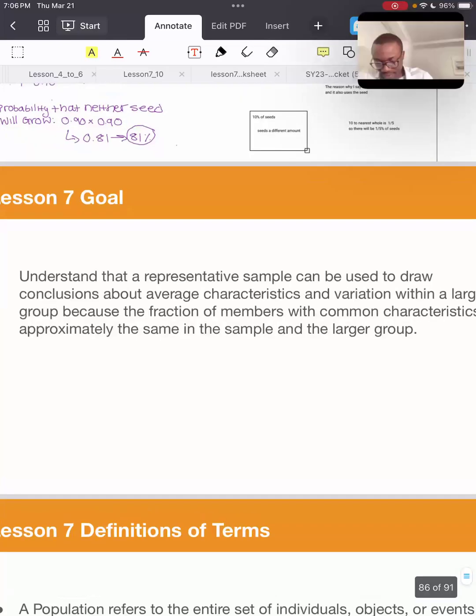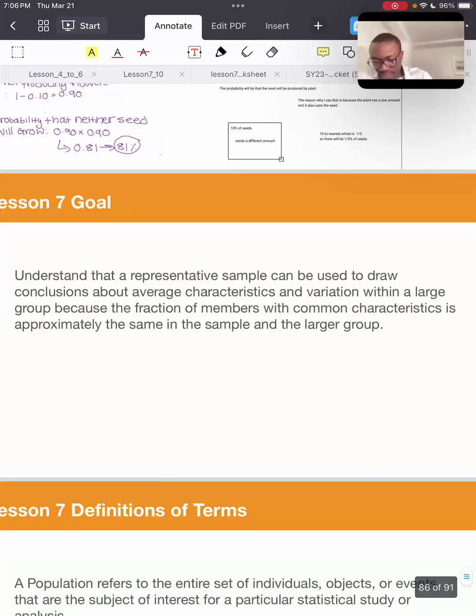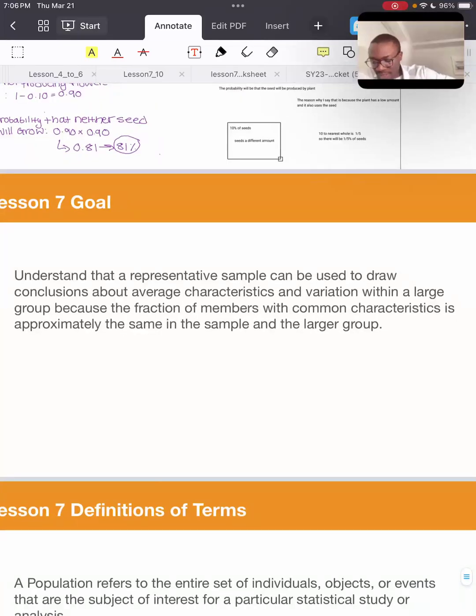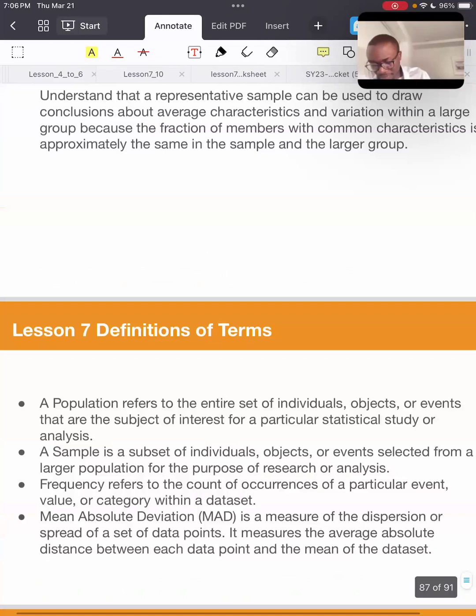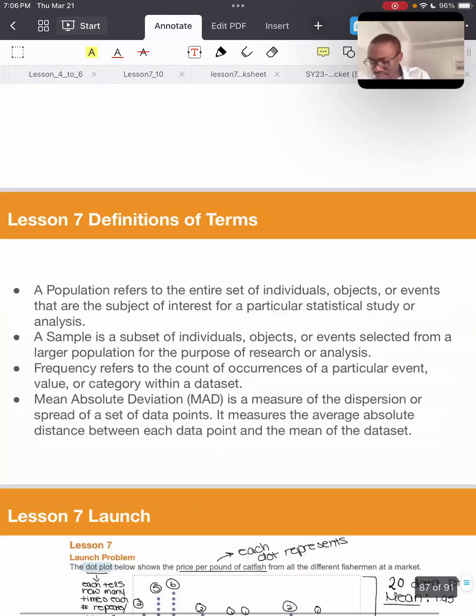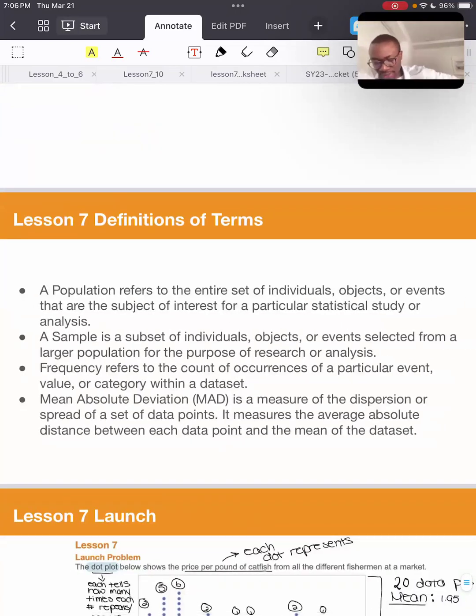Okay, so I said the goal is to understand that a representative sample can be used to draw conclusions about average characteristics and variation within a large group, because the fraction of members with common characteristics is approximately the same in the sample and the larger group. So let's look at terms that we're going to encounter in this lesson.